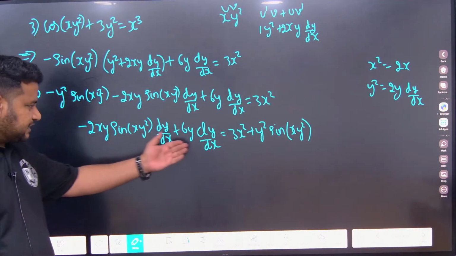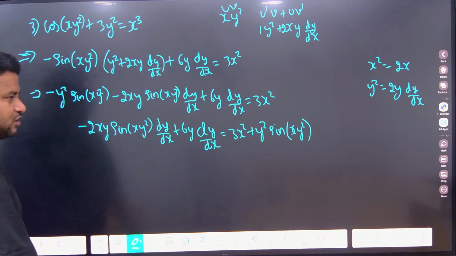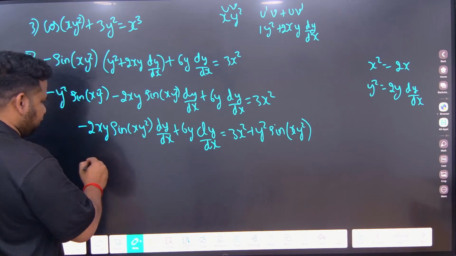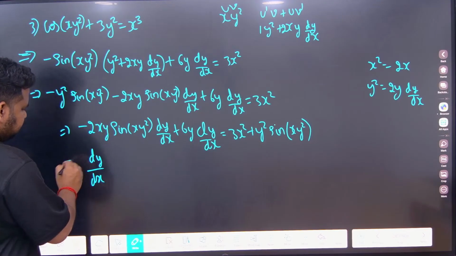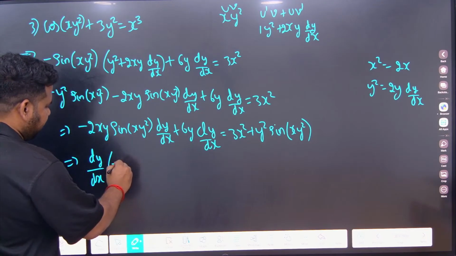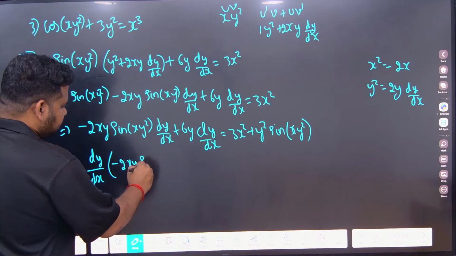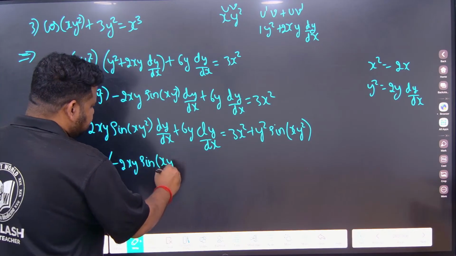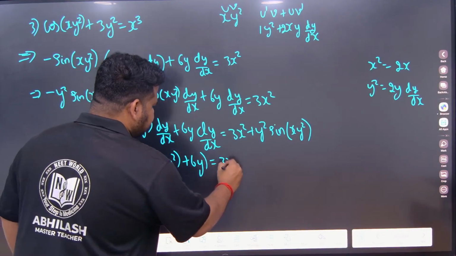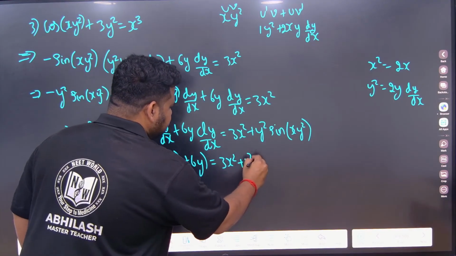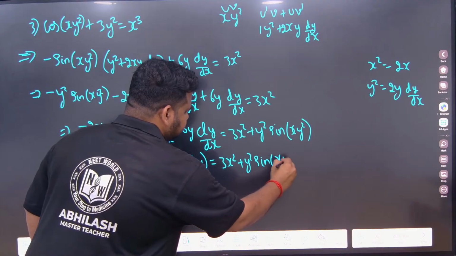Now take dy by dx common here. If you observe, if I take dy by dx common, I will have minus 2xy sine of xy square plus 6y is equal to 3x square plus y square sine of xy square.